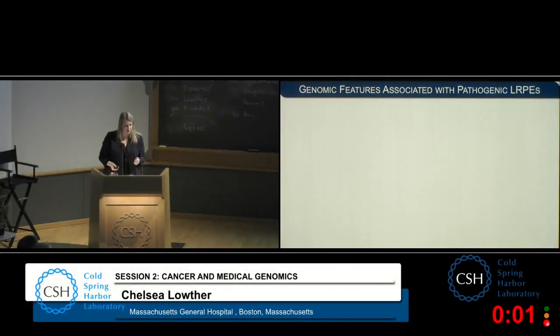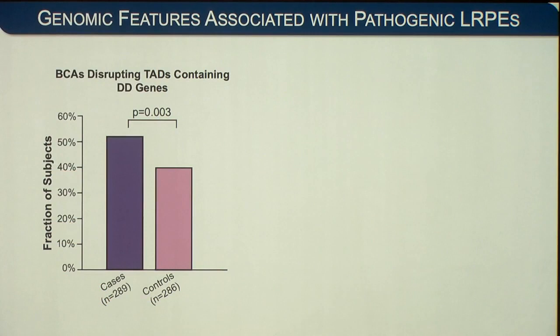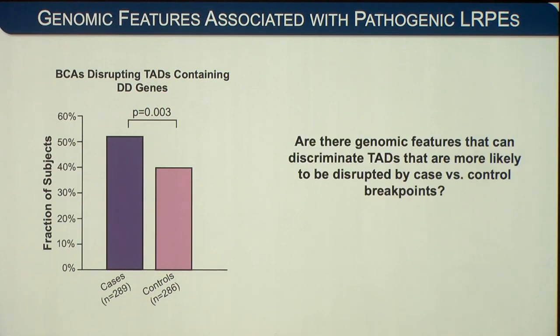So I'm just going to finish up really quickly with one last analysis. What I've previously shown is that there is an enrichment of BCA breakpoints that disrupt TADs housing known developmental disorder genes. However, there are still 40% of cases that have the exact same feature. So there must be additional features that characterize TADs that are susceptible to positional effects.